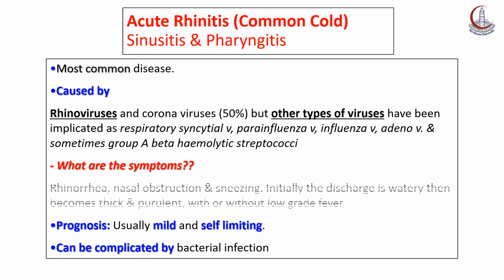What are the symptoms of this disease? Mainly rhinorrhea or discharge from the nasal cavity, nasal obstruction, and sneezing. The discharge starts as watery and then becomes thick and purulent with or without low-grade fever. The prognosis of this disease, usually mild and self-limiting, can be complicated by bacterial infection.